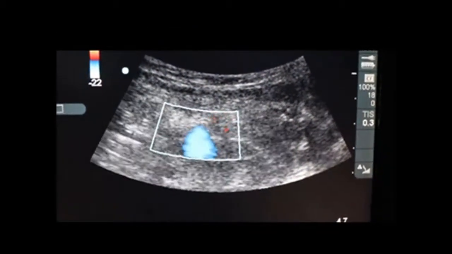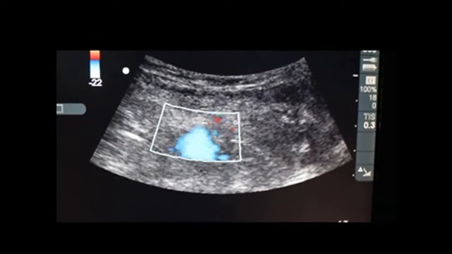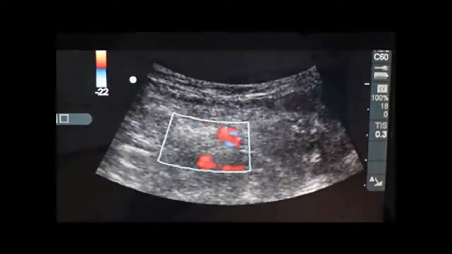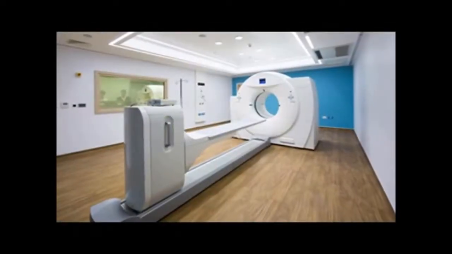Such additional imaging may include duplex ultrasonography, computed tomography, or magnetic resonance angiography.